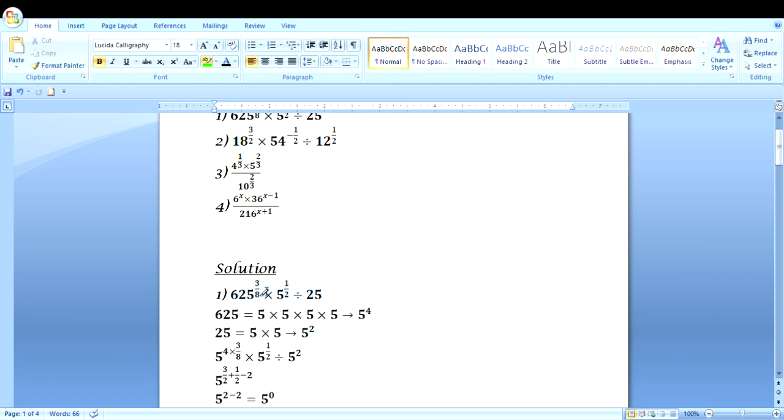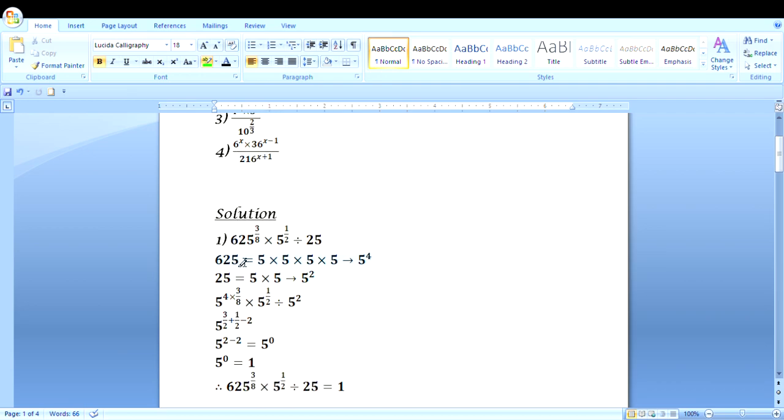Now let's get into operation. 625 raised to power 3 over 2 times 5 raised to power half divide 25. Now we look at this 5 here. We can also express 25 using a common base of 5. 625 can also be expressed using a common base of 5.